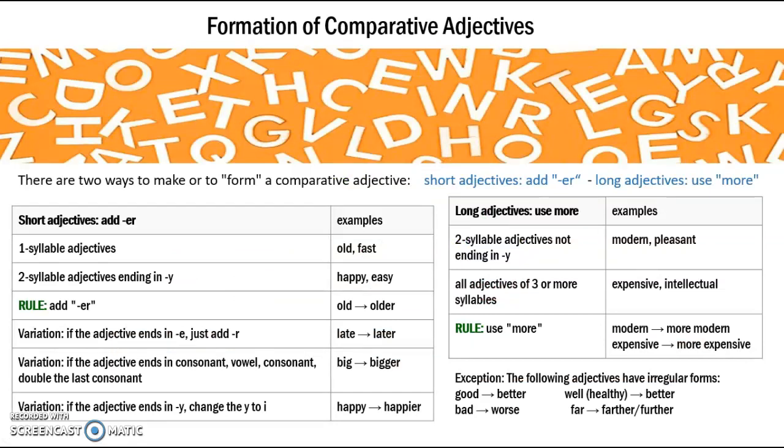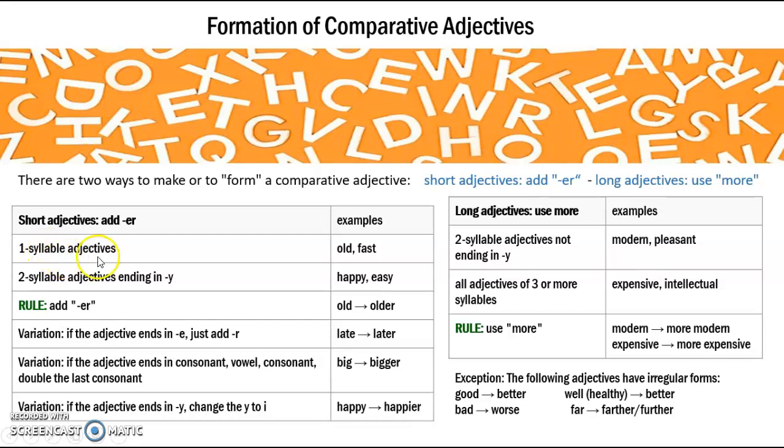But how do we form them? We have many rules that we need to follow in order to form comparative adjectives. We are going to talk about that first. So we say that comparison is when you have two things and you have to compare the characteristics of the two. With short adjectives, the general rule is that we add er. But with long adjectives, we use more. So that's the general rule. But we have some specifications here.